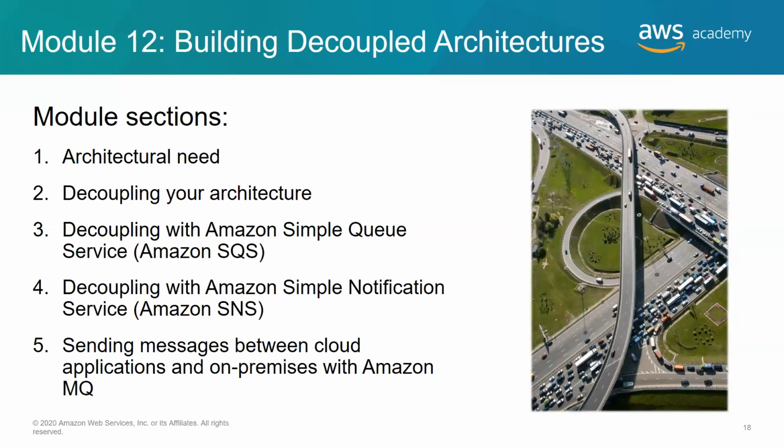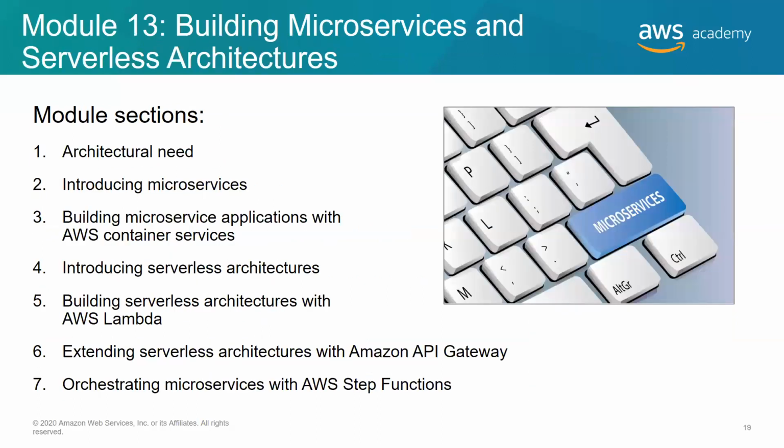And then we're going to discuss web session caching, database caching, all that stuff, and decoupling your architecture. Here we're going to discuss Amazon Simple Notification Service and Simple Queue Service, and sending messages between cloud applications and on-premises with Amazon MQ. Right, these all we are going to discuss.